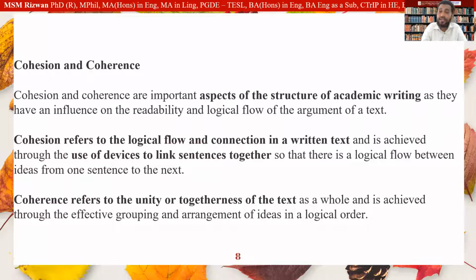So here you can simply understand what cohesion is. Cohesion refers to the logical flow and the connection in a written text. You have to maintain a logical flow with an idea and with the rest of the ideas within the development of the text. I mean, when you refer to a paragraph, in the paragraph development, you should have a logical flow as well as connection, one idea with the next idea. One idea connects or links with the rest of the ideas in a logical form.